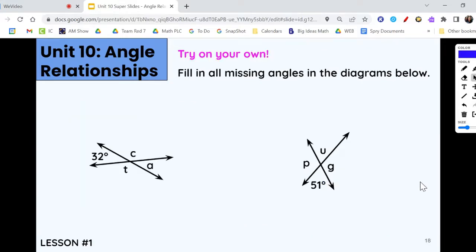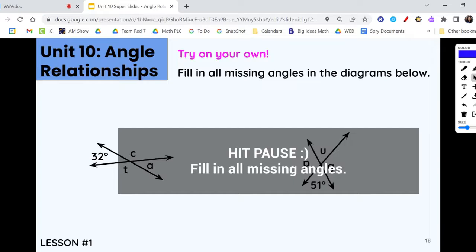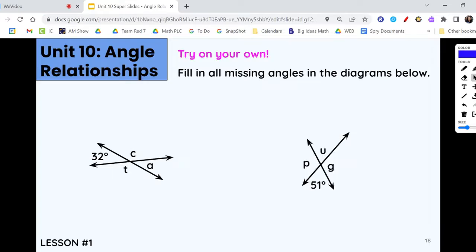Okay, try on your own. I want you guys to pause the video and fill in all missing angles in the diagrams below. Go ahead and pause the video and then unpause it when you're all set. All right, let's go over the answers. So if the angle 32 is vertical to angle A, then angle A is also 32. And to find these other angles, I'd have to do 180 minus 32 and I'd find they're 148. Okay, if this angle is 51, the vertical angle U is also 51 degrees. And then to find these missing angles, I'd do 180 minus 51, and I'd find that they're both 129 degrees.